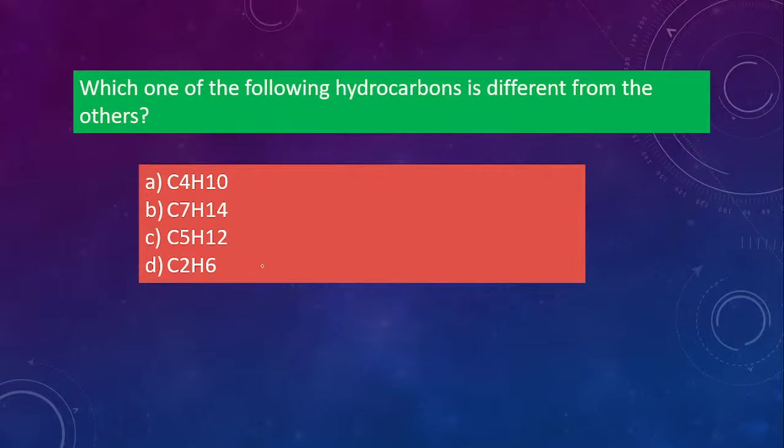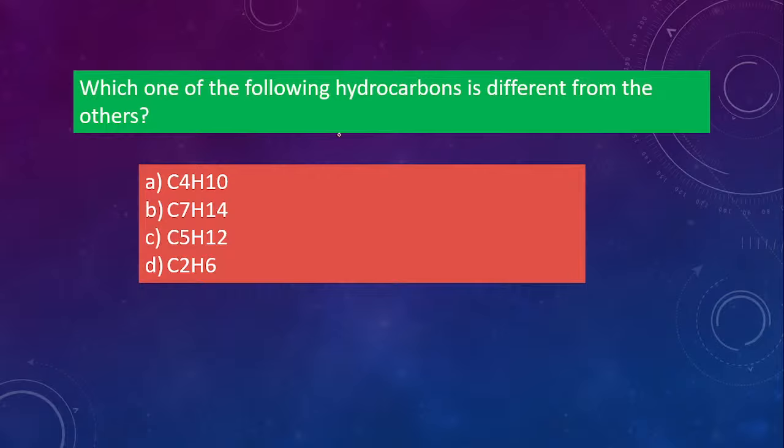Okay. Next one. Which one of the following hydrocarbons is different from the others? Here you should know the formulas of alkane, alkene and alkyne. That alone will tell us, because there is no other functional group present here. So three are the same, one is different. Tell me which one.